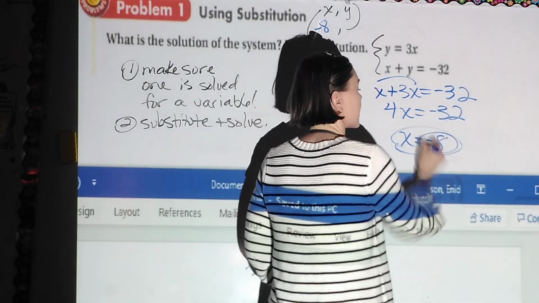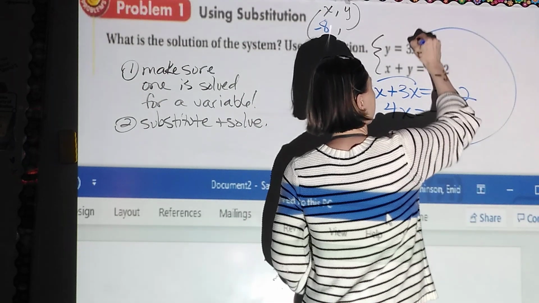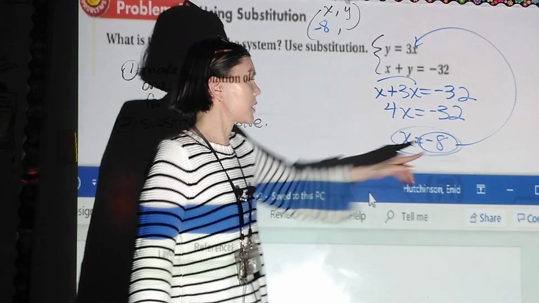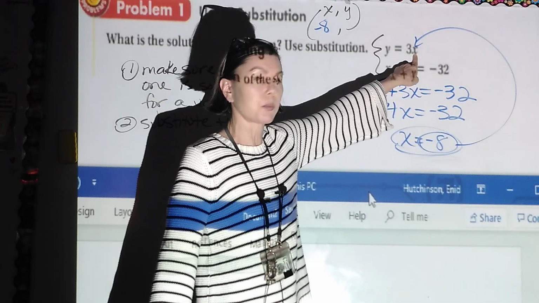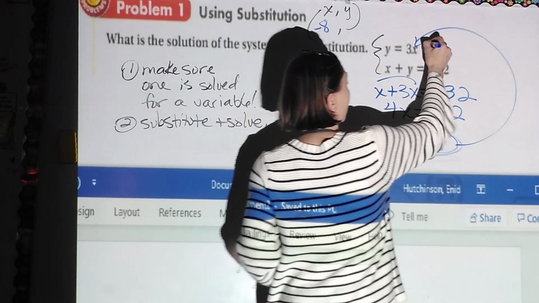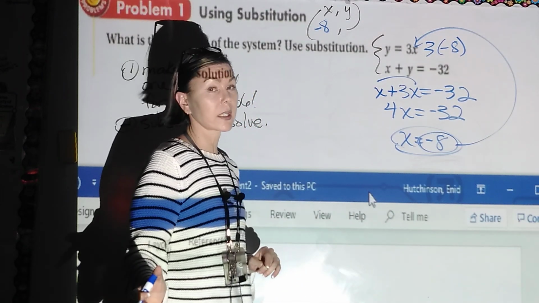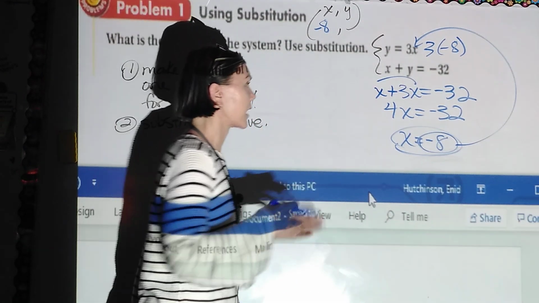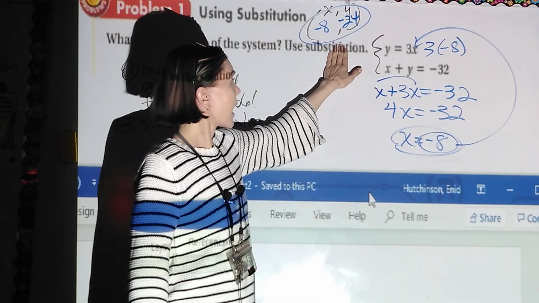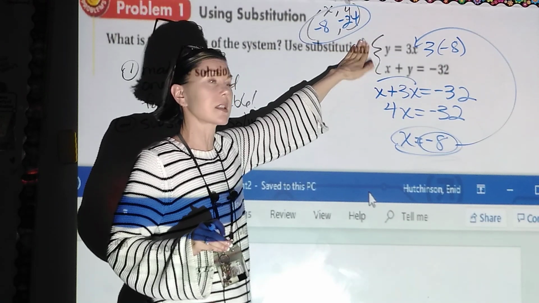So you take what x is equal to, circle it, everyone circle it, do it now, and draw the arrow, point it to the x. And now you substitute this negative 8 in for this x here because y is equal to whatever the result of this is. So we're going to write 3 times negative 8. A positive times a negative gives us a negative, and 3 times 8 is negative 24, and this is our solution. Negative 8, negative 24.